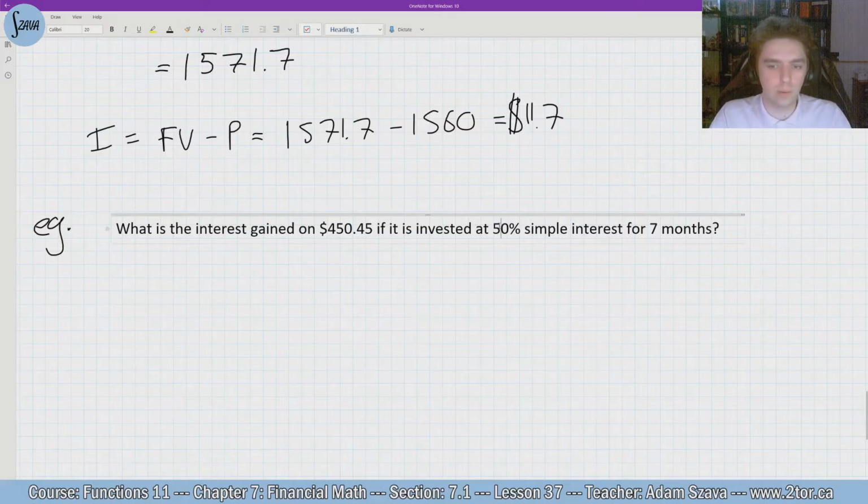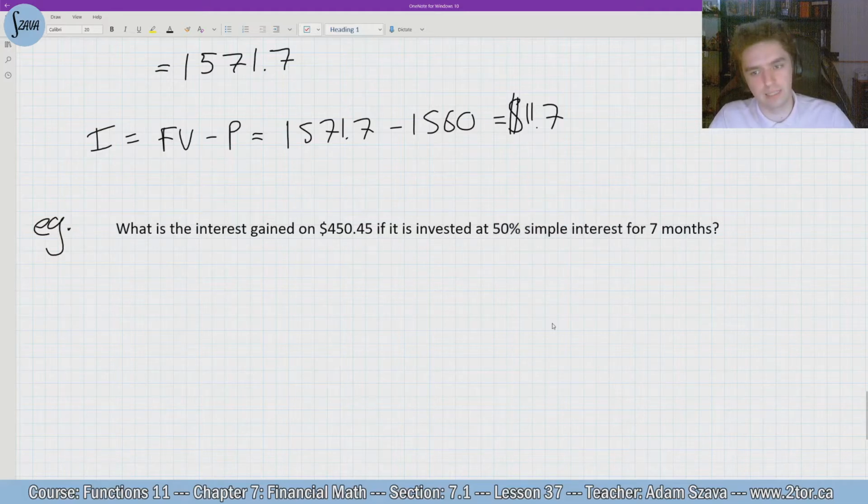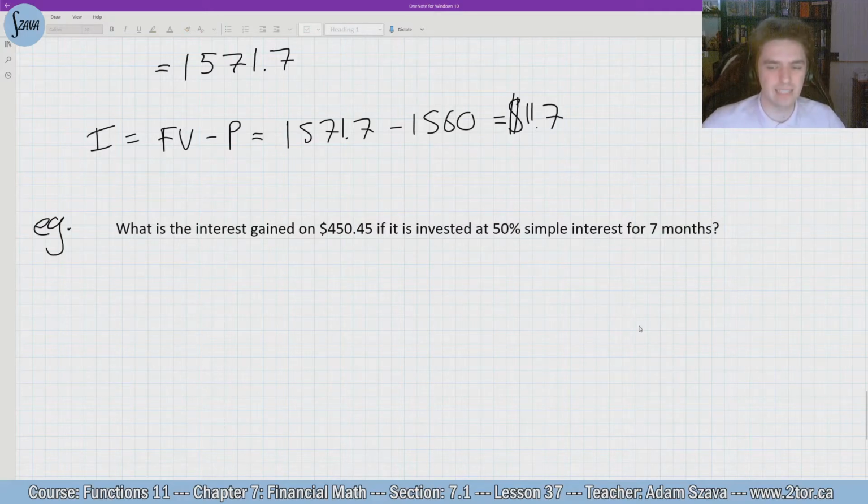And then I just wanted to show what would happen if you had a crazy interest rate. 50% interest rate is unheard of, but let's just see what happens when we calculate things like that. And additionally, 7 months, that's not a nice amount of years, right? So we've got to figure out, how many years is 7 months? Well, we'll talk about that in a second.